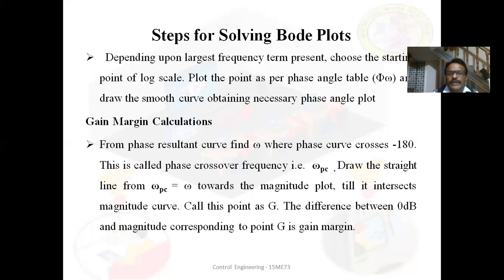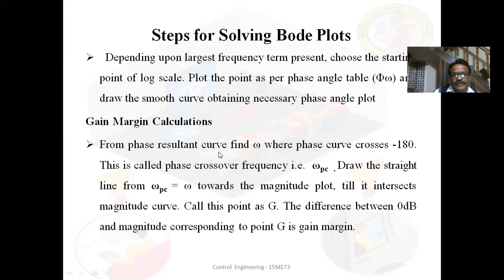So you will get a resultant phase angle. Then you have to plot it, and these points are joined by a smooth curve. Whereas in magnitude, the resultant magnitude plot is a straight line, here the resultant phase plot is a smooth curve. Once you complete the phase plot as well as the magnitude plot, then we have to calculate the gain margin and phase margin. First, the gain margin calculation.